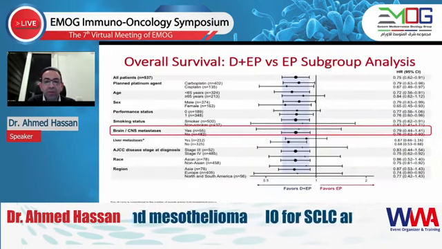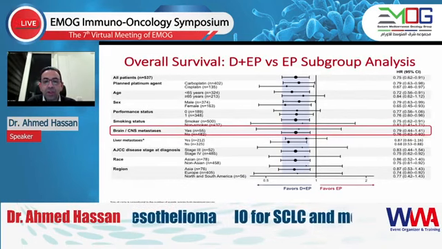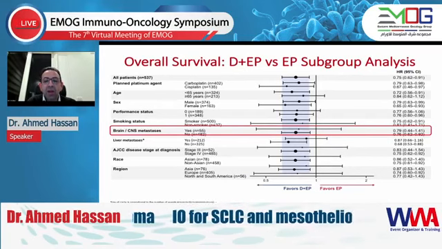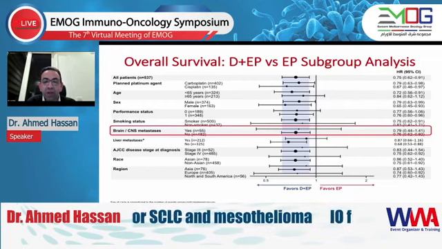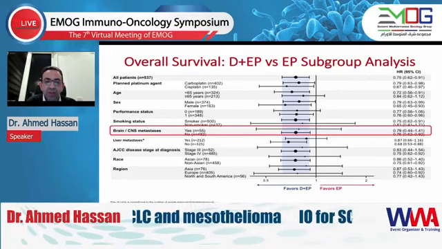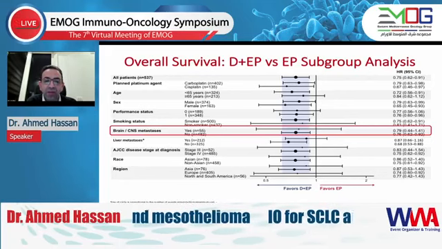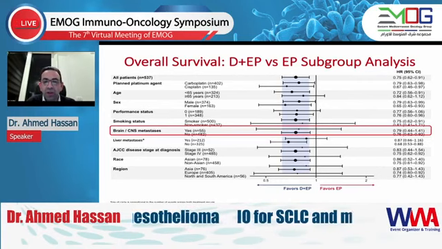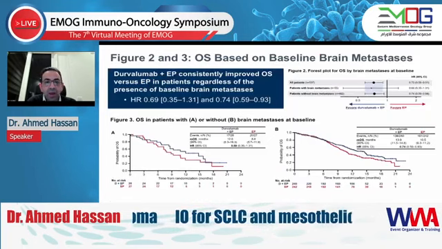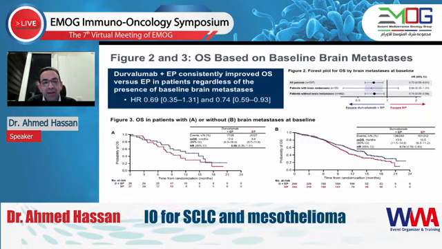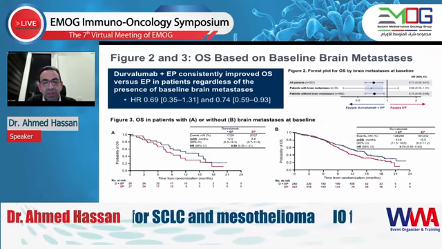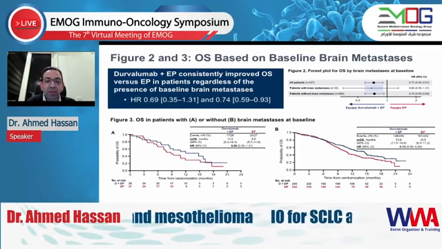And if you look at the subgroups, the benefit was concordant across all subgroups, and even in those showing brain metastasis, they had also some sort of benefit, although the confidence interval was very wide because of the small sample size. So those who had brain metastasis were only 55 in the study. So that's why you can see the confidence interval is spanning over the line of unity. When they looked at the overall survival in those who had brain metastasis and those who did not, there was an overall survival improvement in both groups.